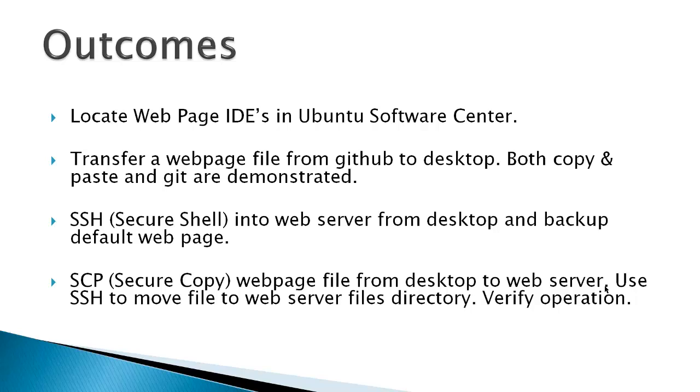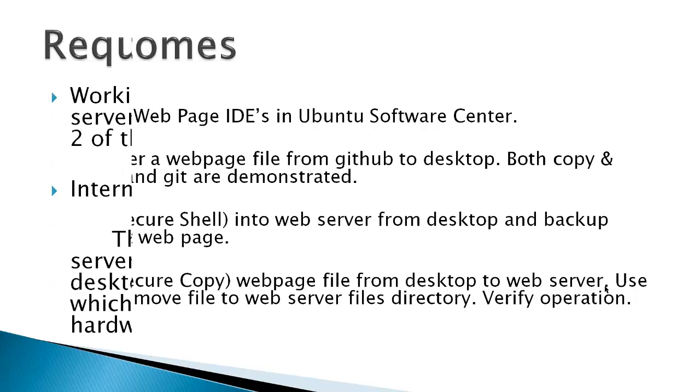Once the file is on your desktop, I'll demonstrate how to use Secure Shell into a web server from the desktop and back up the default web page, essentially changing the name of the default web page to a backup. Once that's done, I'm going to use Secure Copy and take a web page file from your desktop to your web server, and then go back into SSH to move the file to the actual directory where web pages are loaded from. And then finally verify the operation, make sure that everything works.